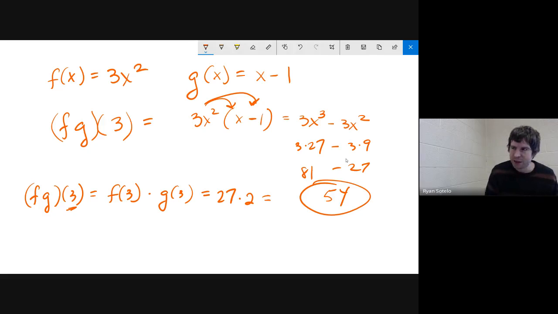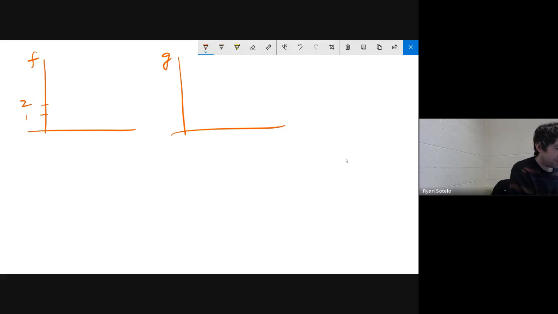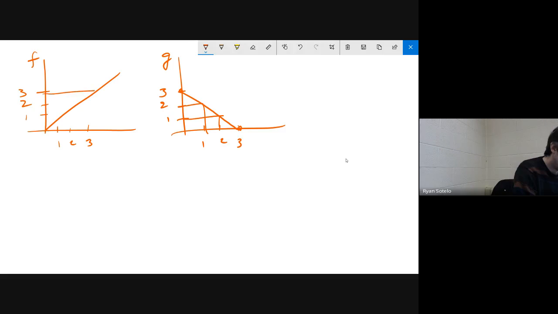All right, they're going to present things to you also in a slightly different way. So I'll show you those two ways. They might show you a graph of f and a graph of g. And let's say this graph is kind of like that, where this is 1 and this is 2. Maybe this graph is like this, where this is 3, this is 2, this is 1.